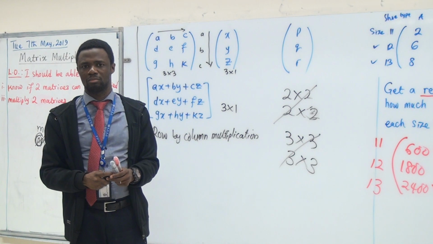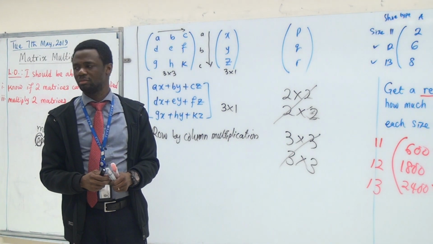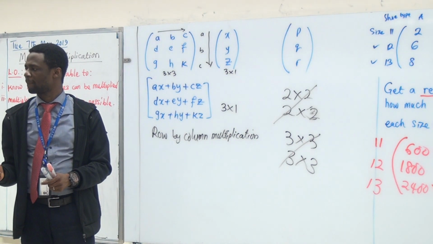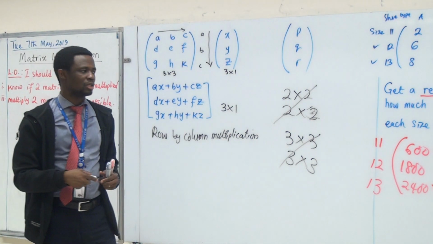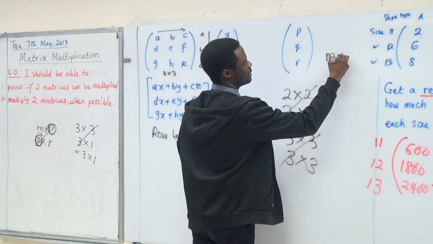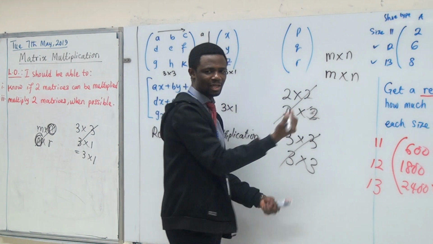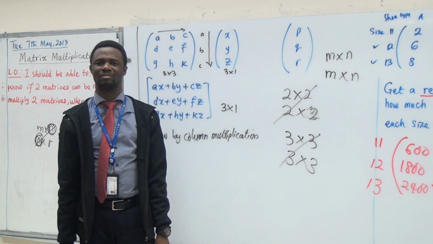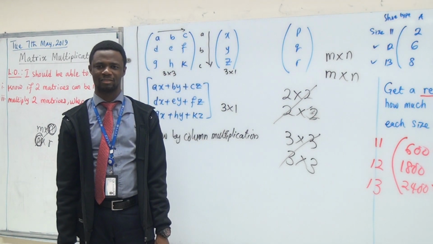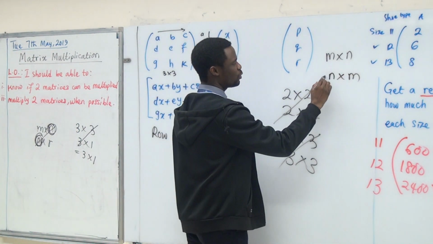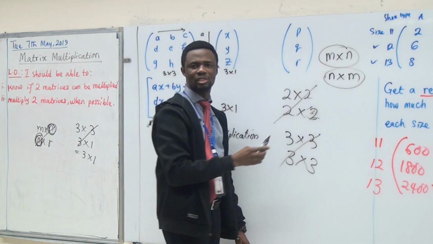No. Give me a reason why you cannot. Because the rows and columns don't have to be the same. It may not be the same. So if the order is m by n, and you multiply by another m by n, then that's not possible. The rows and columns. Do you understand that? Unless you have n by m times m by n. What do we call this matrix and this matrix?